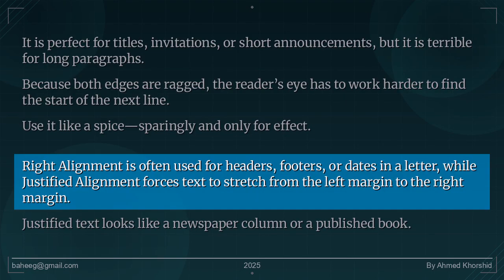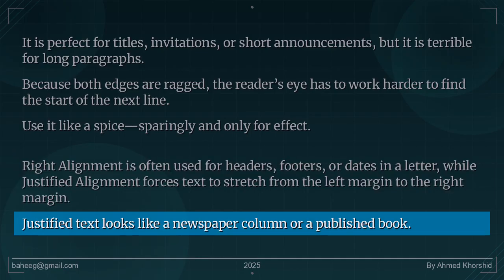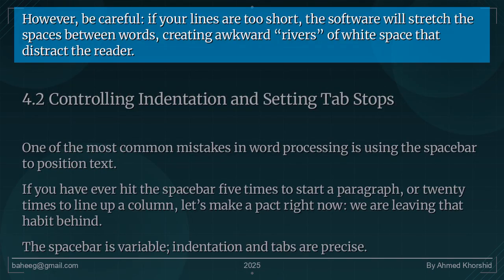Right alignment is often used for headers, footers, or dates in a letter, while justified alignment forces text to stretch from the left margin to the right margin. Justified text looks like a newspaper column or a published book. However, be careful, if your lines are too short, the software will stretch the spaces between words, creating awkward rivers of white space that distract the reader.